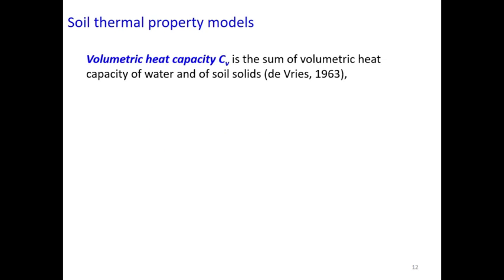In this study, a linear model was used to describe the volumetric heat capacity. It is the sum of volumetric heat capacity of water and solid. It's a linear equation. In this equation, Cs is the specific heat capacity of solid. It was measured. And Cw is the volumetric heat capacity of water. It's known.